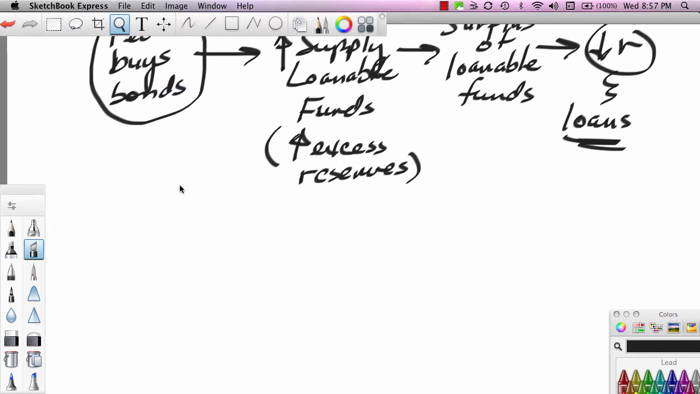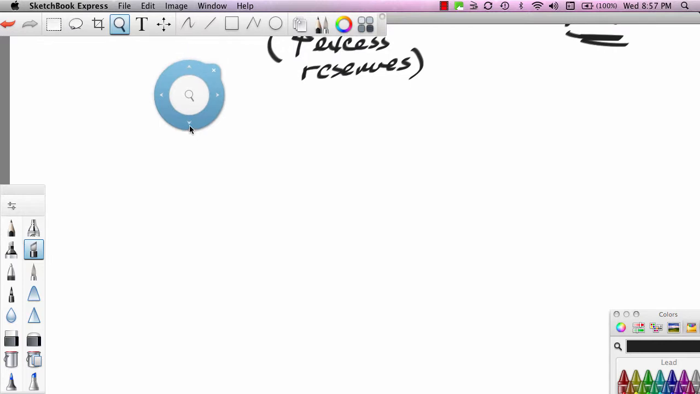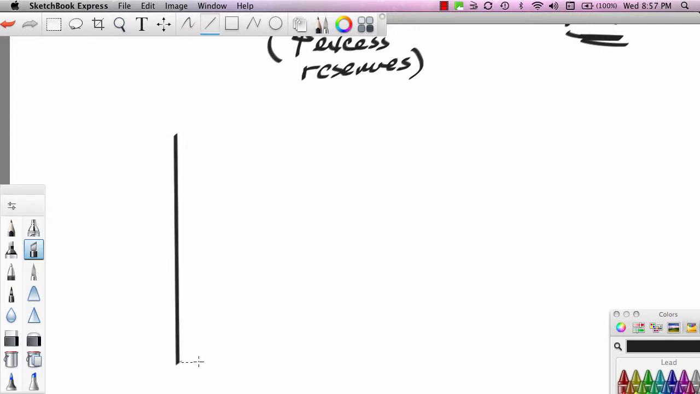And again, we can draw a picture of this. Let me go ahead and do that. This is going to be a different market. This is going to be the loanable funds market. So let's go ahead and draw that.